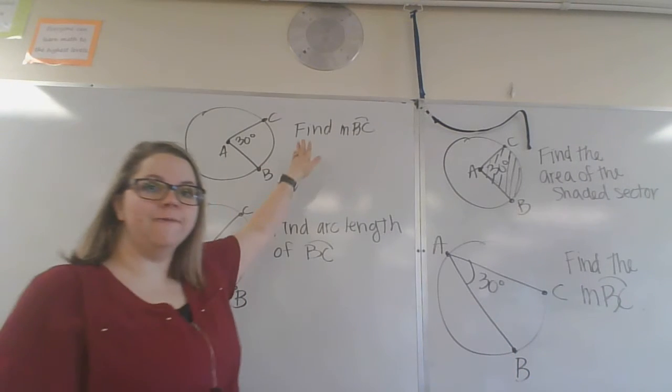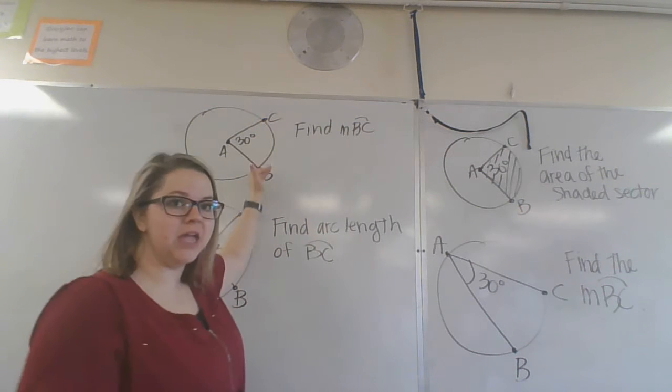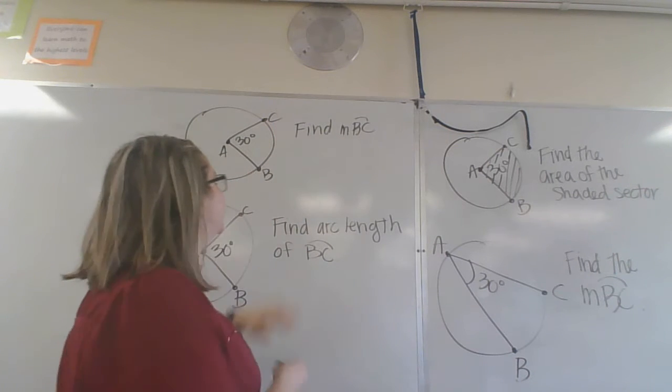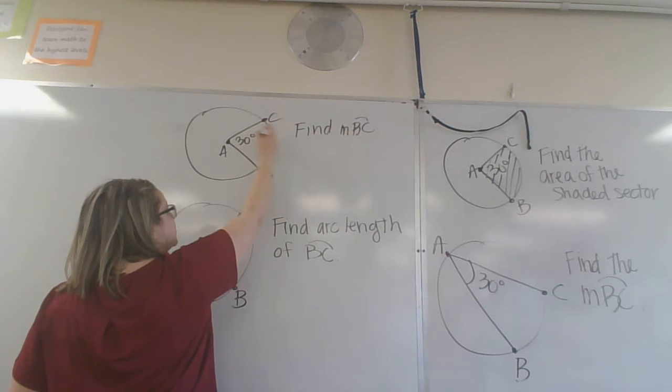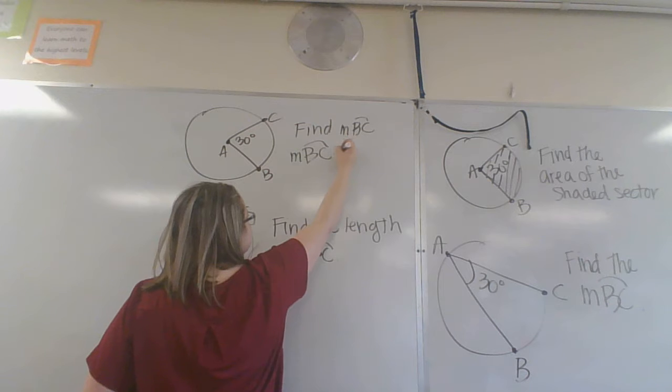So when it tells you to find the measure of BC, we're just finding the angle that this is at. So when it says find the measure of BC, I'm just finding the angle. So the angle that this is at is the same as the one inside. So the measure of BC is 30 degrees.